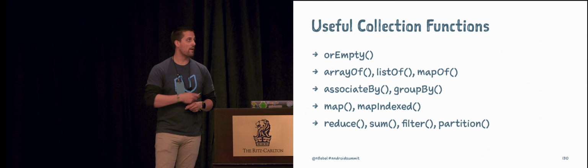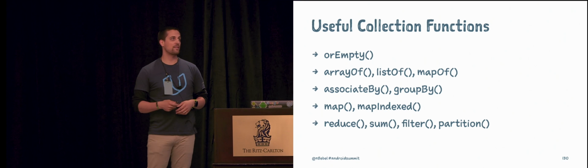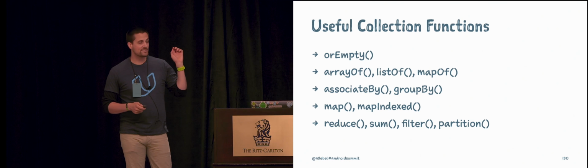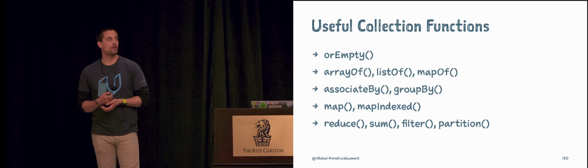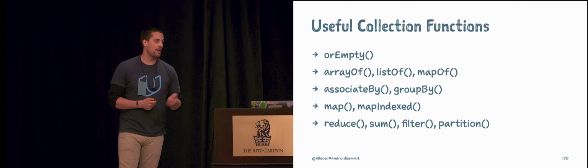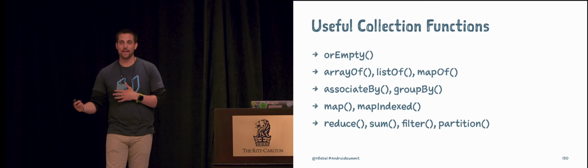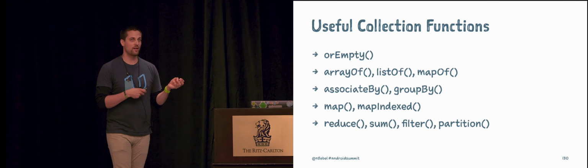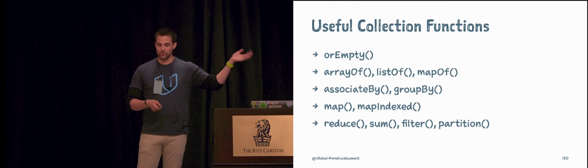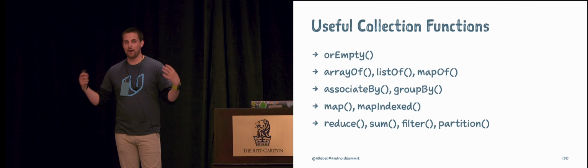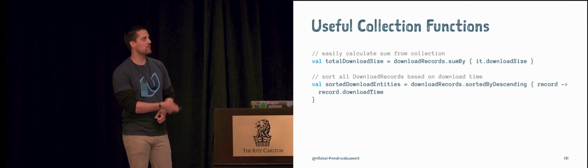So I talked about or empty already. Things like array of, list of, map of, make things easy. Functions like associate by or group by that let us manipulate our collections are incredibly useful. If we're doing operations on a set, we can map them, or map indexed, which lets us avoid cumbersome looping and managing indexes, or things like reduce, sum, allowing us to calculate or perform operations on these large sets in a very easy, fluent way.